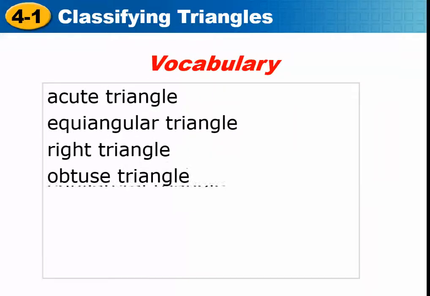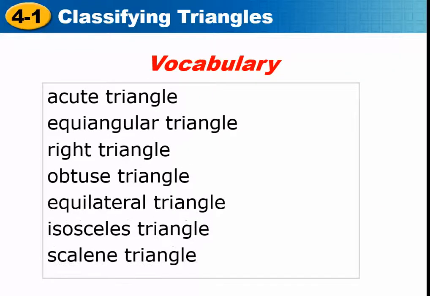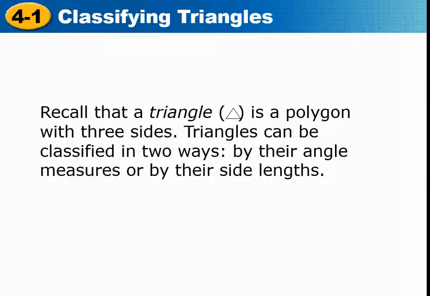Our vocabulary today is an acute triangle, equiangular triangle, right triangle, obtuse triangle, equilateral triangle, isosceles triangle, and a scalene triangle. So it's all different kinds of triangles. A triangle is a polygon with three sides. We worked on definitions with biconditional statements in Chapter 2 with that statement. Triangles can be classified in two ways, by their angle measures or by their side lengths.